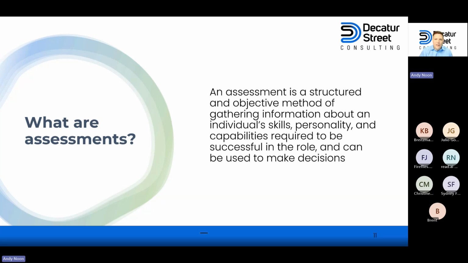if you take it to its core, an assessment is just a structured and objective method of gathering information about an individual's skills, capabilities, cognitive abilities, whatever it might be that's important to be successful in the role. It tends to be things that are truly aligned to role success and can be used to make decisions. So there are some important pieces in there that I'm going to talk about as we move forward.